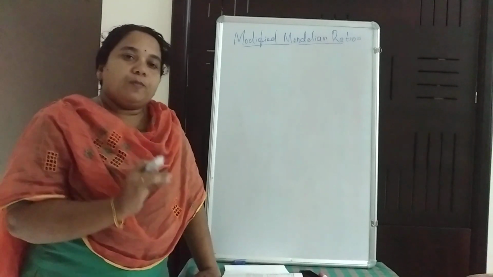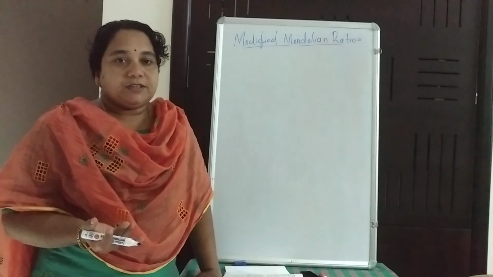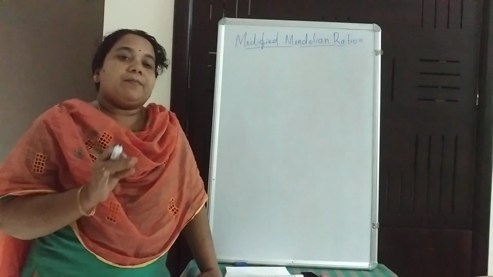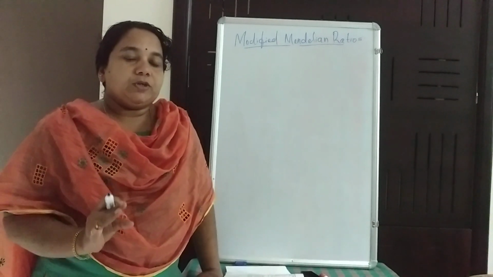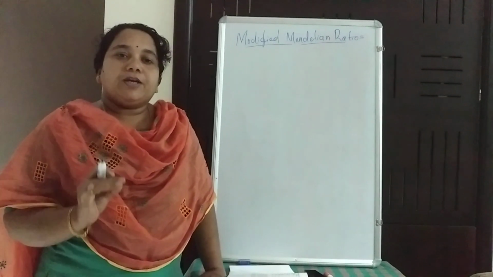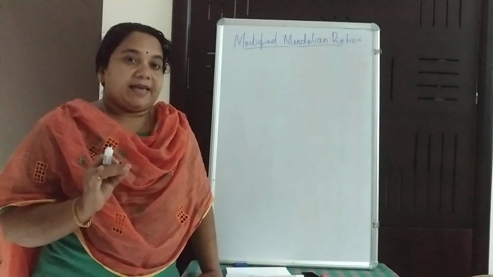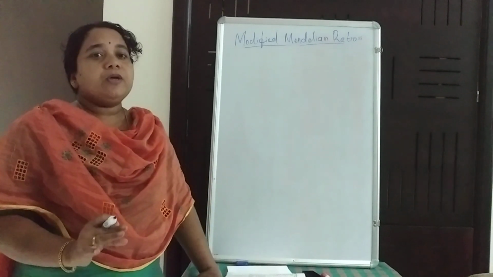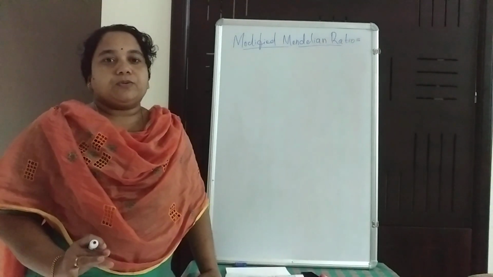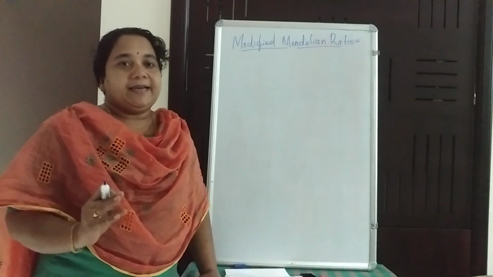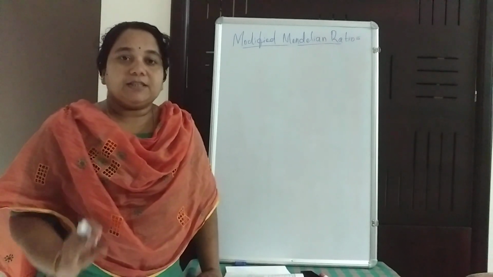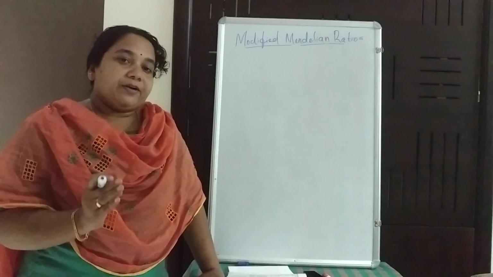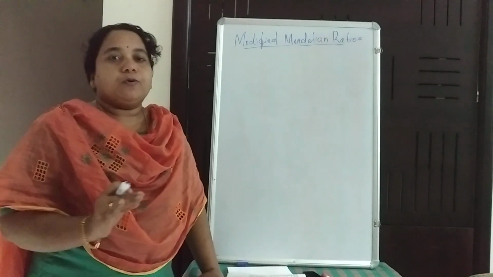If the recessive allele is present along with the dominant allele, what is the morphology? You already know that in Mendel's work, the morphology or the phenotype is the dominant character. So, in Mendelian ratios, the dominant allele expresses the character and the recessive one is suppressed by the dominant allele.